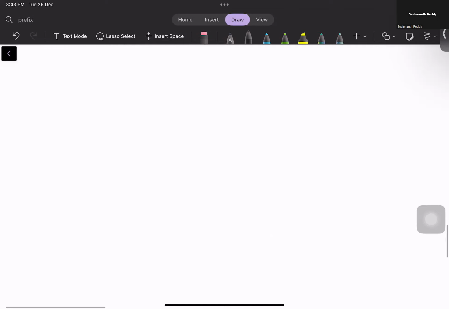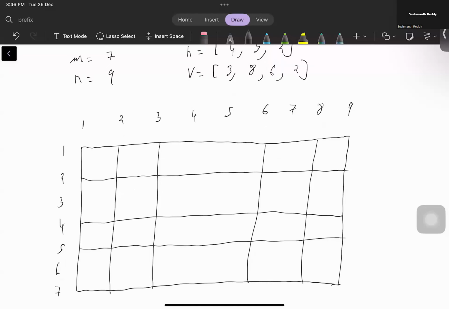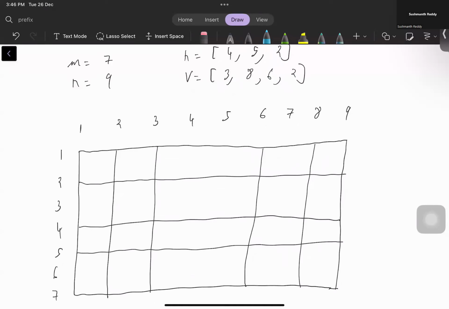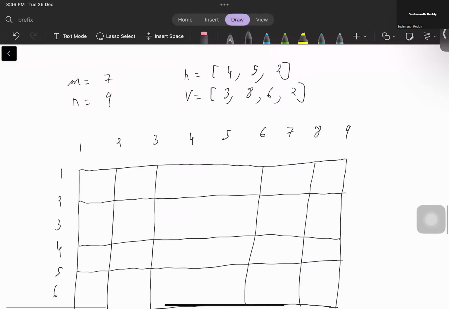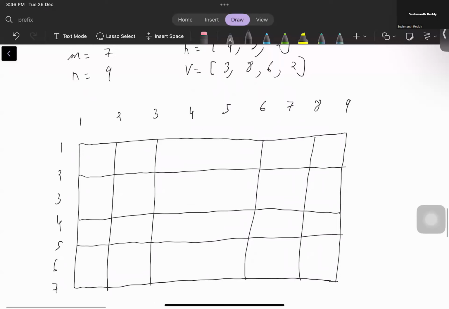For that, let's pick a case. Let us take an example where m is equal to 7, n is equal to 9, the horizontal fences are at 4, 5, 2, and the vertical fences are at 3, 8, 6 and 2. If we construct all these, this is how the rectangular field looks.